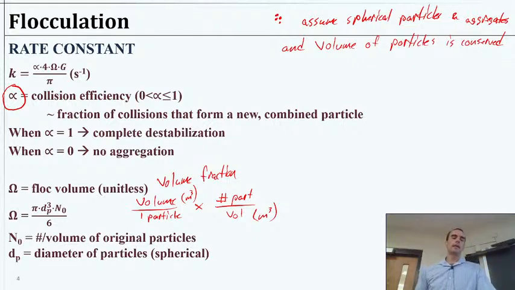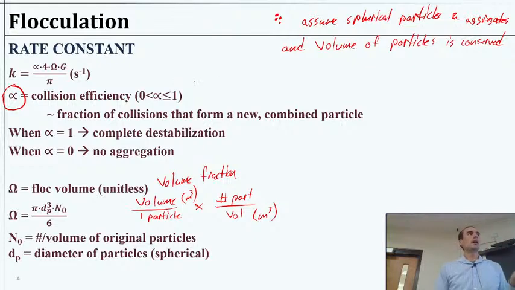So we looked at last time how to calculate the G. That's the mixing intensity. We have that formula for that. That G is in per time units, per second. We saw that that's kind of that velocity gradient. You know, we looked at that last time.